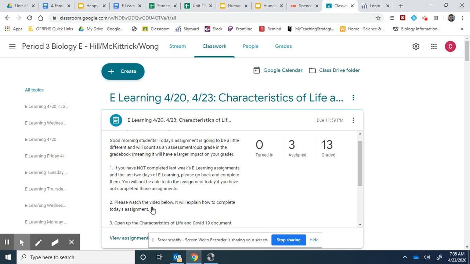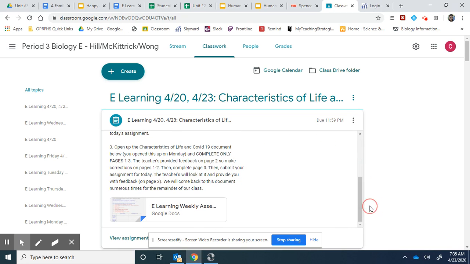It then says to watch the video. You're doing that if you're watching this video. And then you're going to go back to your document and we're only going to do pages 1 through 3. You should have already done pages 1 and 2. Today we're going to do page 3.